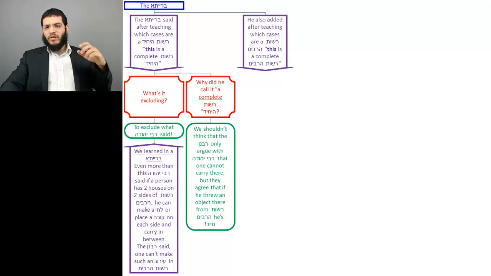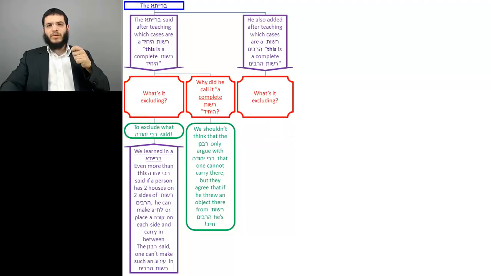The next part of the brisa is similar. It says Ve'ezuhi Rishus HaRabim. In which case is a Rishus HaRabim? The brisa presents 3 examples of a Rishus HaRabim, and then it concludes Zuhi Rishus HaRabim Gemura. So the Gemara asks once again, Lemutei Mai, what is it coming to exclude when it says this is a Rishus HaRabim, as opposed to what?